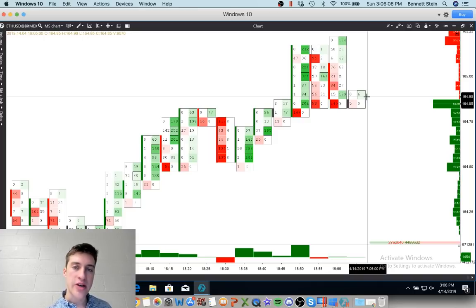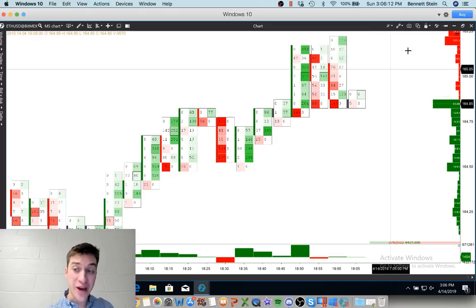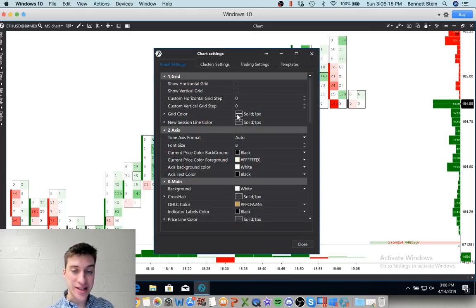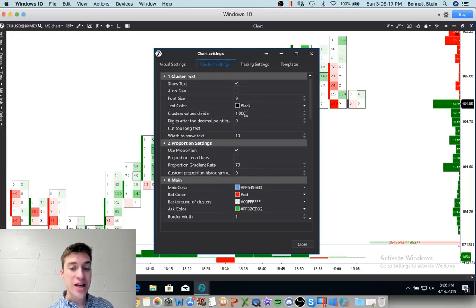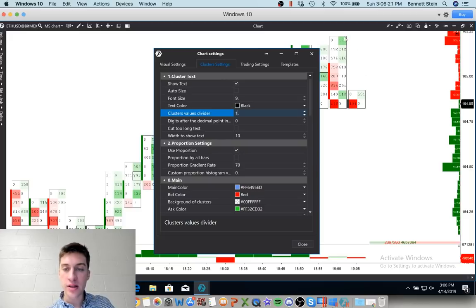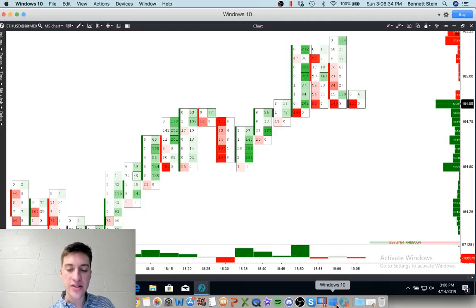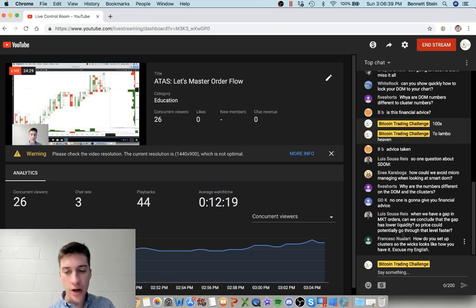It's all because I need to filter this down to 1,000. Because if I was to go to cluster settings and just put this to something like 1, it's almost unreadable, because these numbers are all cut off. 551, that could be 5110, that could be 51, that could be 5.5 million. That's why it's good to actually have a cluster's value divider. So that's really the reason. It's because of how I like to do it. All right, two questions down.